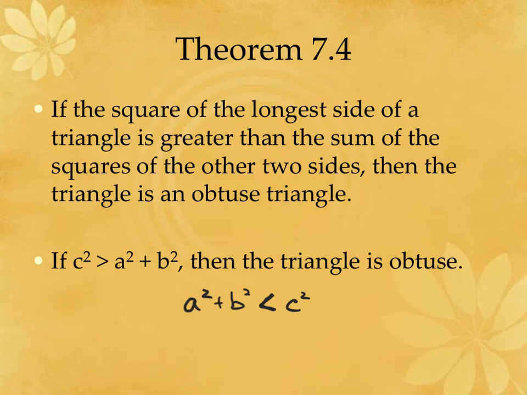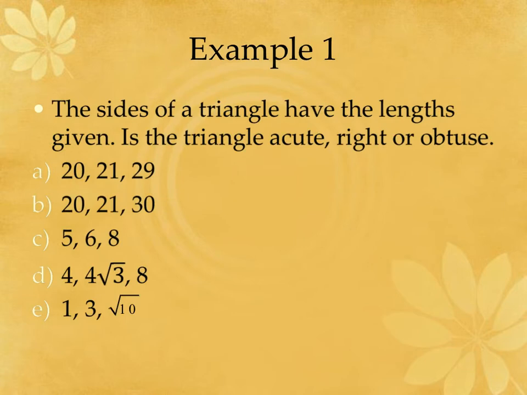Just figure out, well, is c squared equal to a squared plus b squared? Well, that's a right triangle. If c squared is smaller than a squared plus b squared, then it's an acute triangle. If c squared is bigger than a squared plus b squared, then it's an obtuse triangle. Does that make sense? Are we okay with that? Okay, because we're going to play with some numbers and actually figure some stuff out.